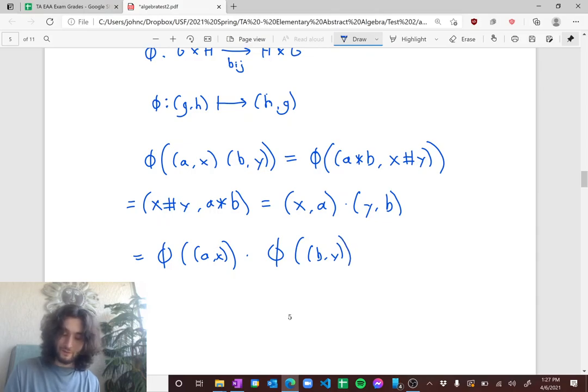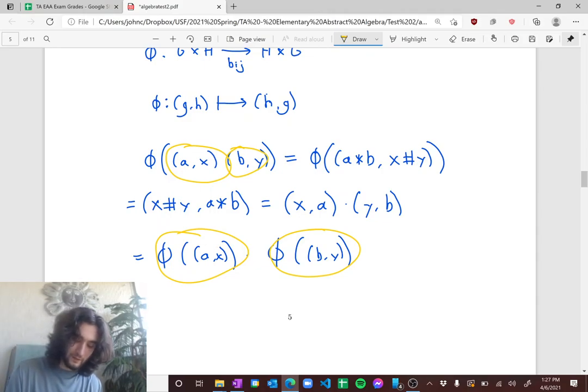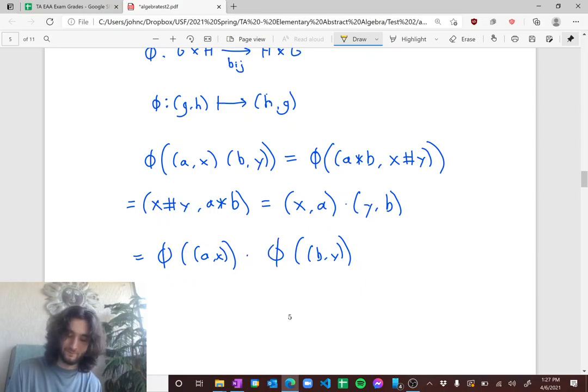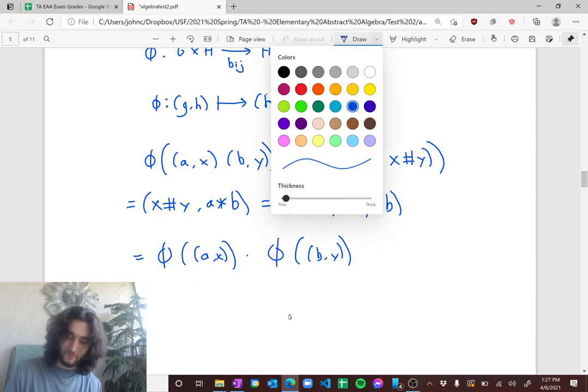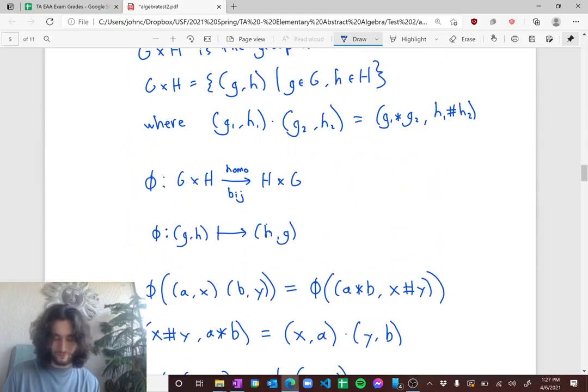So sure enough, we said that phi of this times this is equal to phi of this times phi of this. That's exactly what it means for phi to be a homomorphism. The important thing is that those could have been any elements of the sets in question. So great, we know it's a homomorphism.